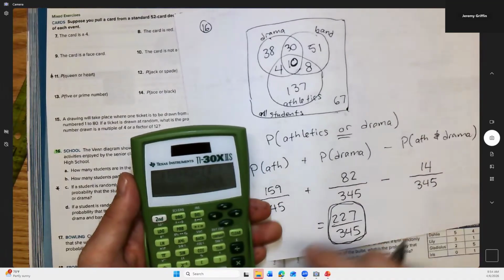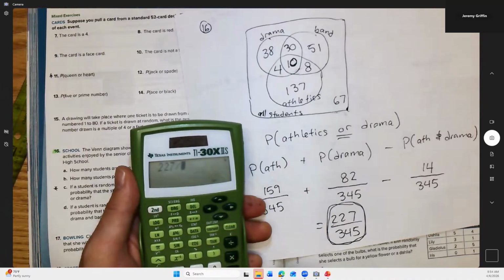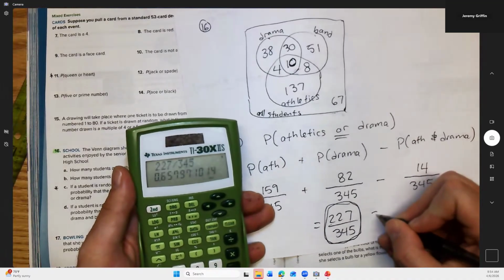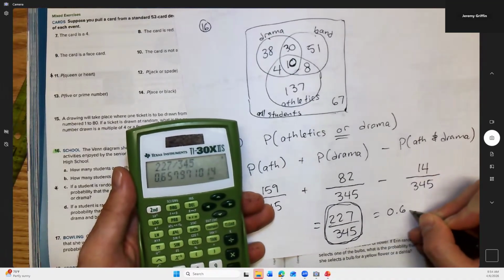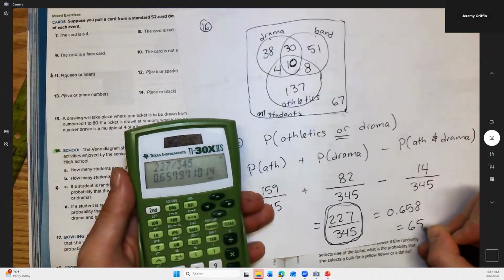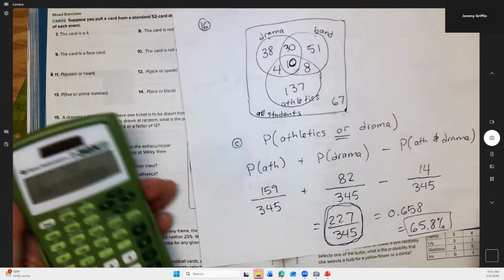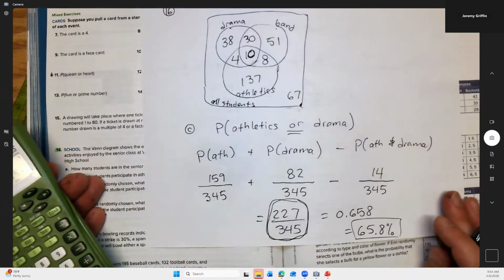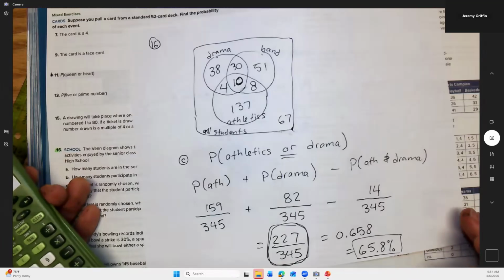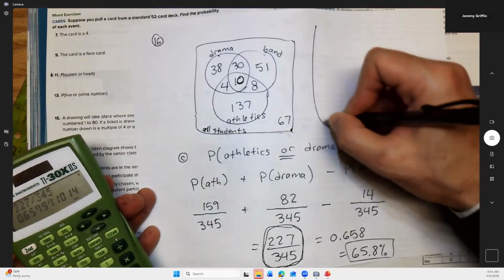And what is that as a decimal? 0.658 or 65.8%. 65.8% of students meet that or condition. Okay. Now, there's another way you could have approached this.